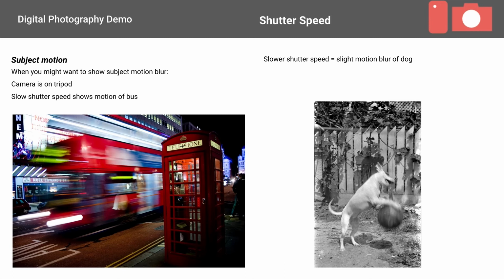If you want to show a blurred subject, which is actually an aesthetic decision here, camera on tripod on the left, and the slow shutter speed, which, in my guess, is probably around a quarter of a second, depending on how fast the bus is moving. You can see that the bus is blurred, everything else is sharp. The one on the right, you can see the dog was just moving enough so that parts of it are blurred, gives you an impression of motion.